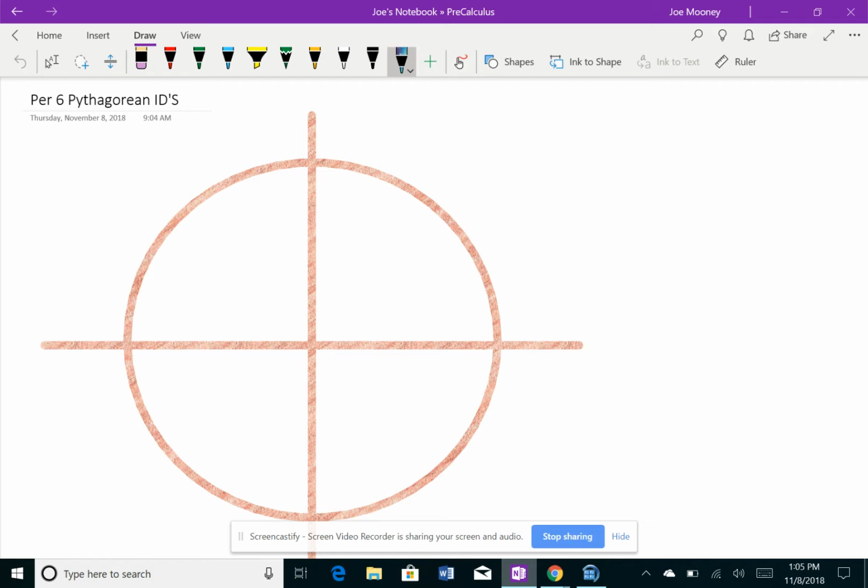So today, along with the unit circle, is probably the second most important day of the entire year. Okay, not hard, right? But super, super important.